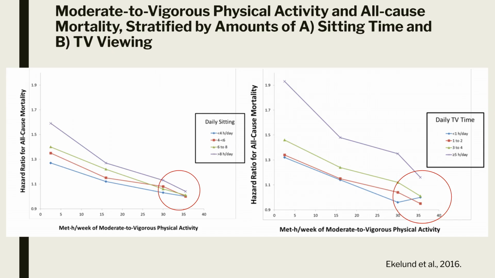There is another piece of evidence about the association of physical activity and all-cause mortality, stratified by sitting time and TV viewing. From the left figure, you can find when people become very active, the hazard ratio for all-cause mortality is similar regardless of daily sitting. However, high activity level attenuates but does not eliminate the increased risk from high TV viewing, which has a stronger impact.